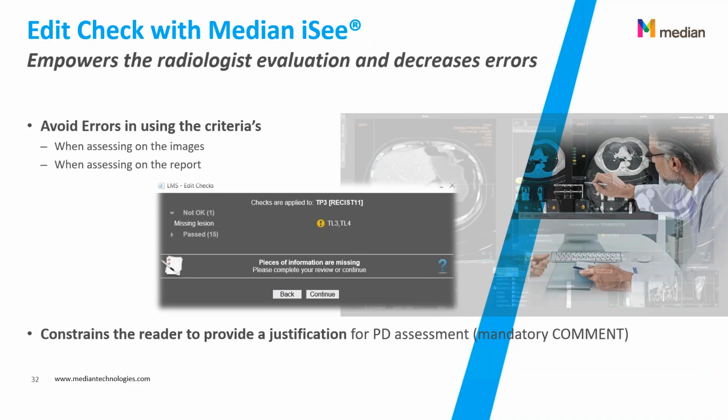We also have a way to decrease the error, and for that we use EdiCheck in order to avoid deviation from the criterion. As I explained before, because there are different criteria, it can be adapted, and the readers may make more errors because of this adaptation. So it's important to check if the number of lesions is exactly the one that we need, if some lesions have been missed during the evaluation, and also, because these cases can be equivocal when there is progression, we always ask to provide mandatory comments for every progression.